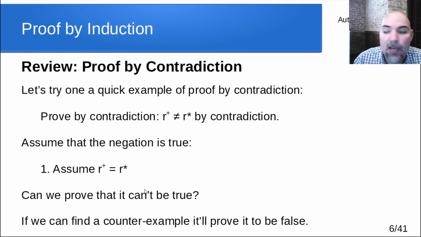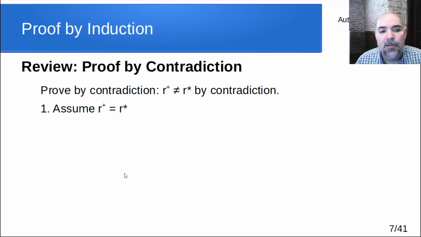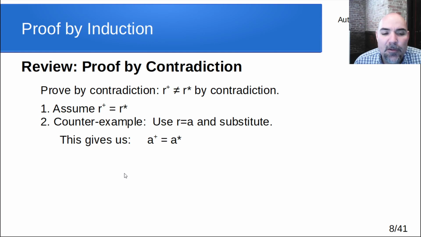Well, if we can find a counterexample, that'll prove it to be false. In this case, we can prove that this is just wrong. And if we can prove that it's wrong by finding a single counterexample, then we know it's not true for any language we plug in. So let's see if we can find a counterexample. We've already made that assumption, R plus is equal to R star. So for our counterexample, we're going to plug in A for R, so just the regular expression A, which is the symbol A. And we're going to substitute.